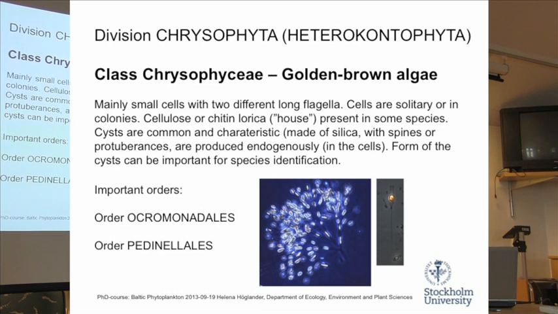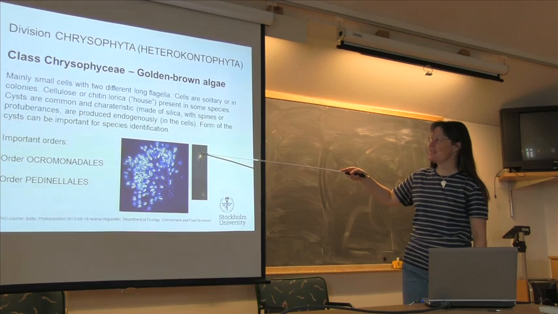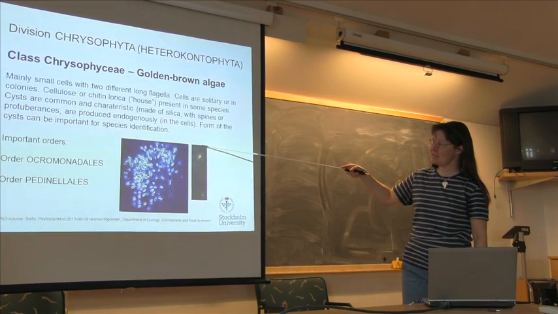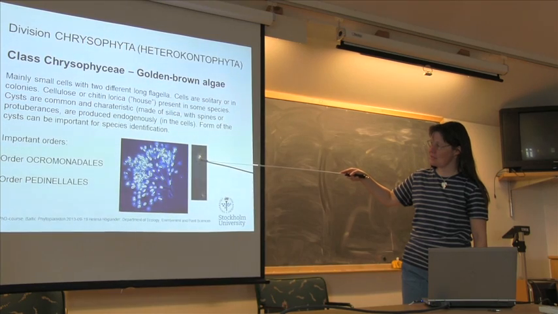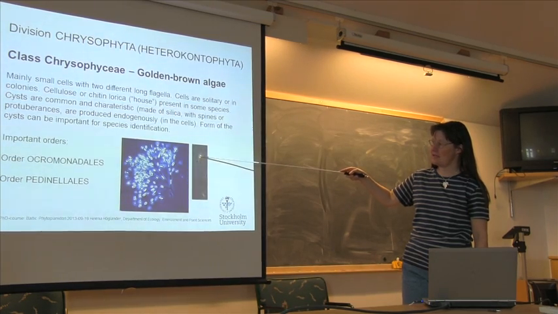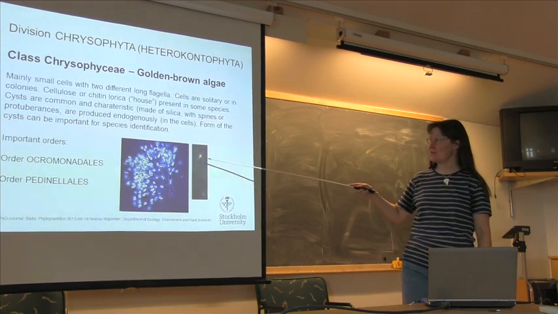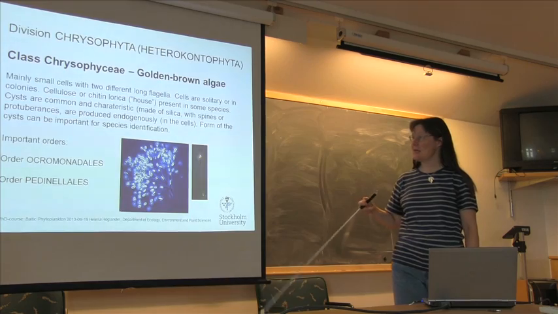These can be quite big, and they have this cellulose or chitin lorica that they are sitting in. It's difficult to take a good picture of them. I've tried a lot, but I had to stop trying because it was difficult. But they have one flagellum in this direction and one in this direction that are attaching the cells to this lorica, so it's keeping it in the cells.